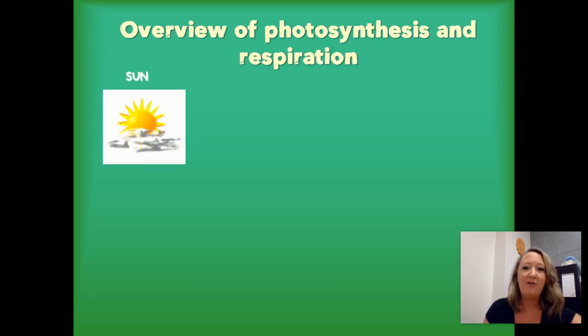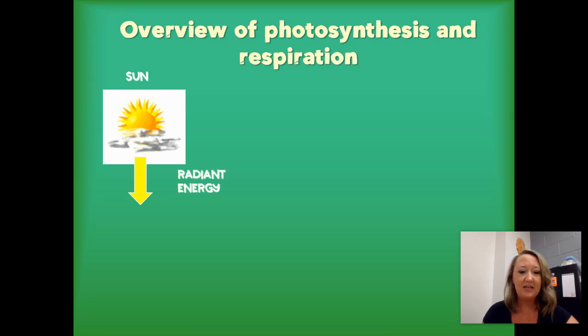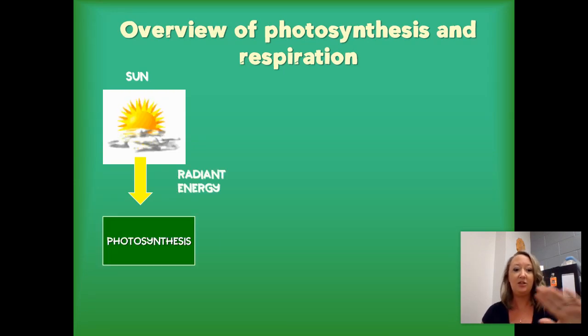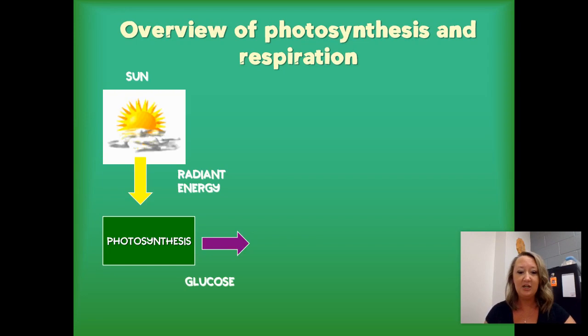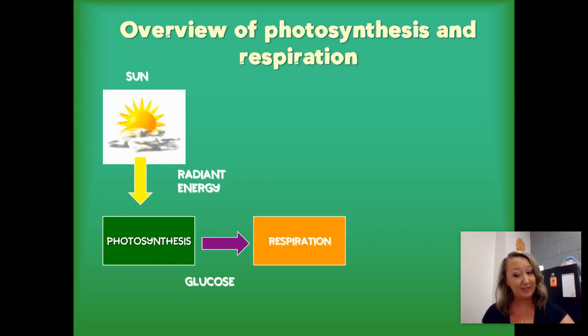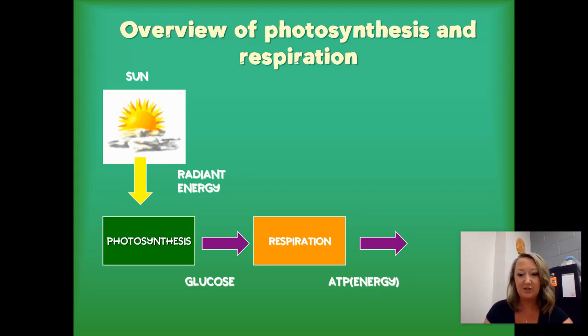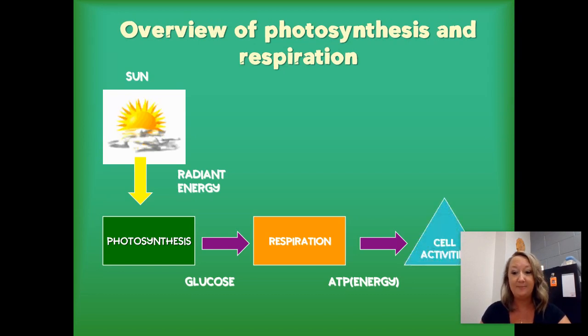So when we talk about photosynthesis and respiration, photosynthesis is the process where plants take energy from the sun and it gets transformed in the process of photosynthesis to glucose, which is a sugar, right? And then cellular respiration uses that glucose and the oxygen that's produced to turn it into ATP, which is the type of energy that cells can use. Cells can't use glucose, they have to convert it into ATP.